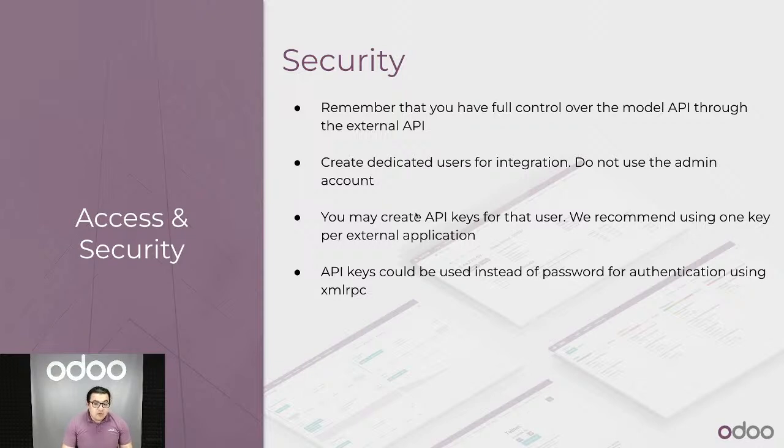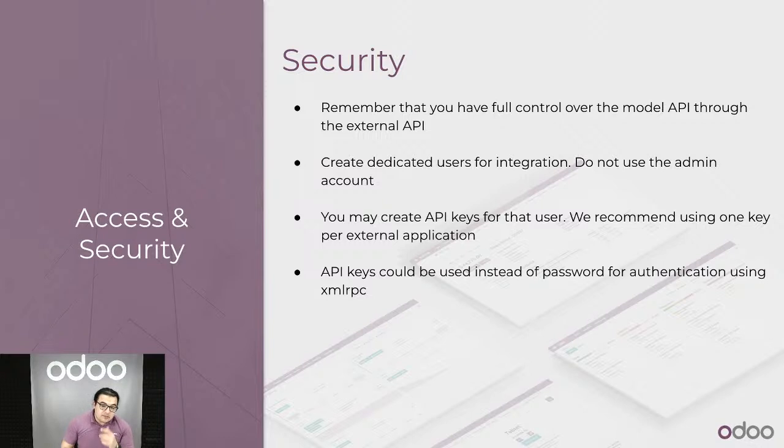First of all, you are using the external API as an internal user as far as Odoo is concerned. Therefore, make sure that you are giving that specific user as much access as they need, not more than that. For example, if you are using the API to view products, make sure that the API user only has access to product and products only.